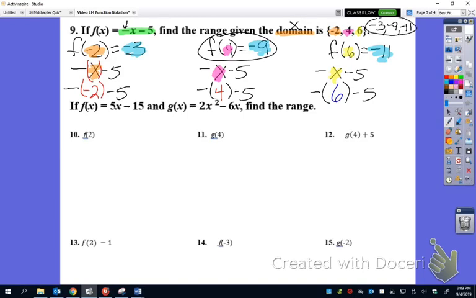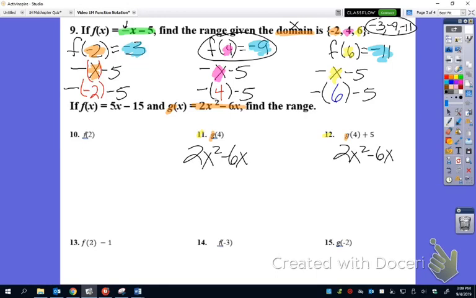Okay? Now on 10 through 15, these are the same type of thing. I just want to show you something that's different. So notice, and I'm going to use 11 and 12 because I want you to really see the difference. Notice both of them have g. So I'm going to look for g. G says 2x squared minus 6x. So I'm going to put 2x squared minus 6x, 2x squared minus 6x.